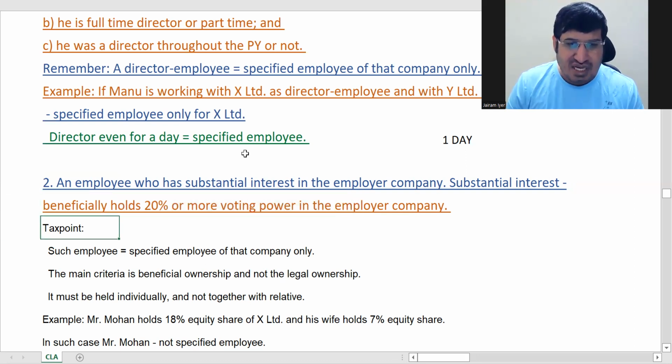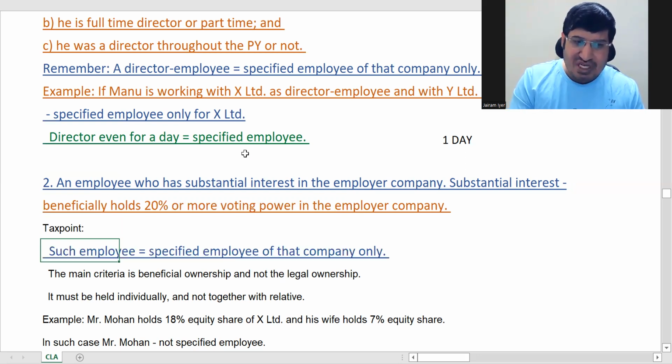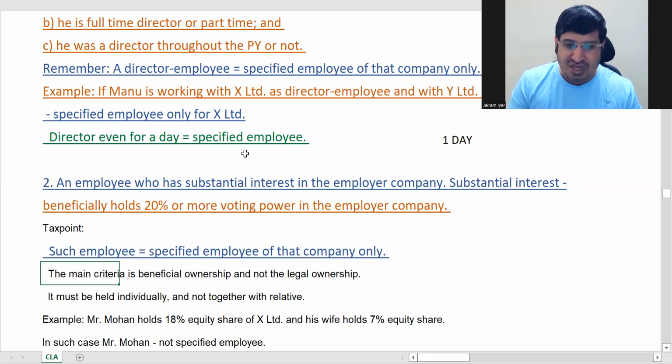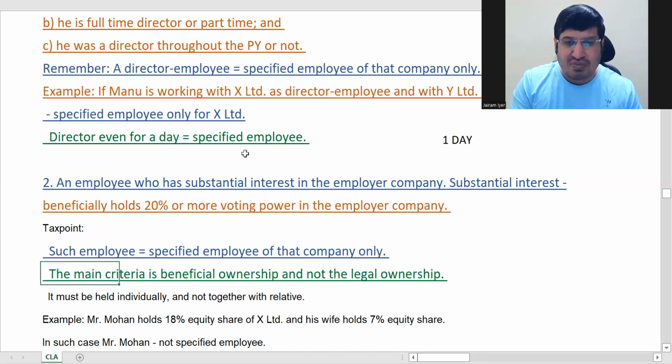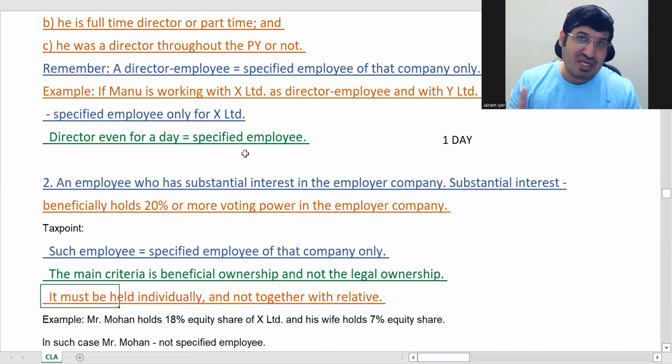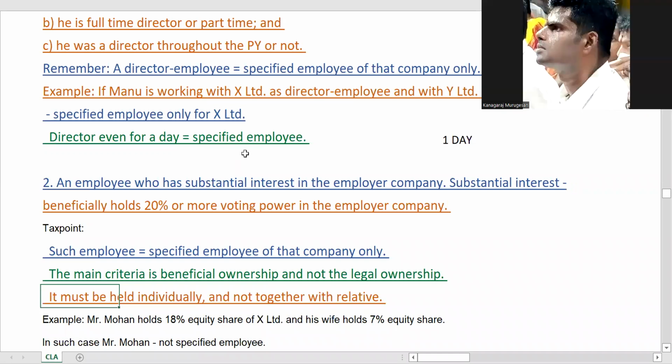Then again, like in the previous one, such employee is specified employee of that company only where you have substantial interest. Main criteria is beneficial ownership, not legal ownership. It must be held individually, not together with a relative.